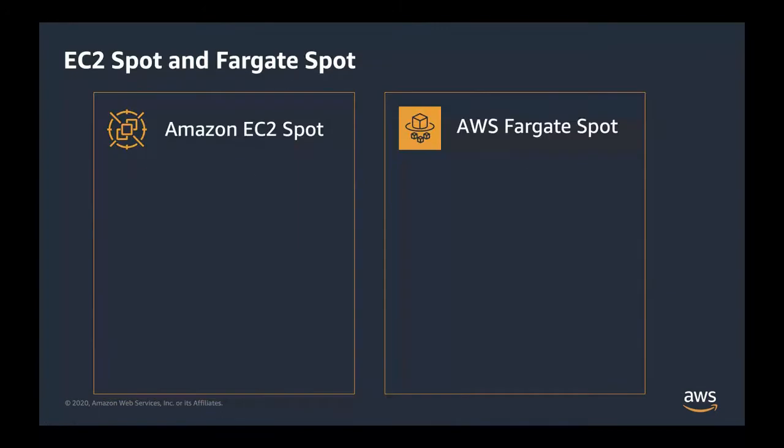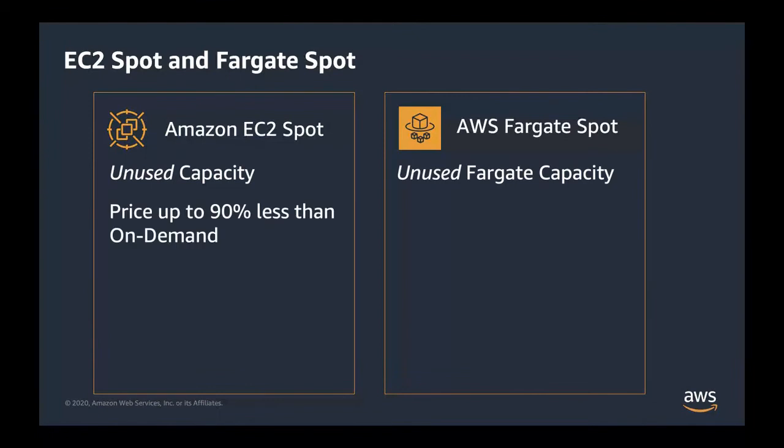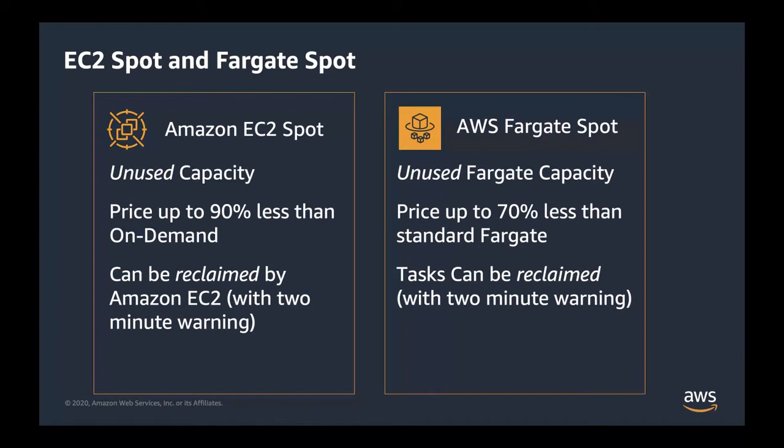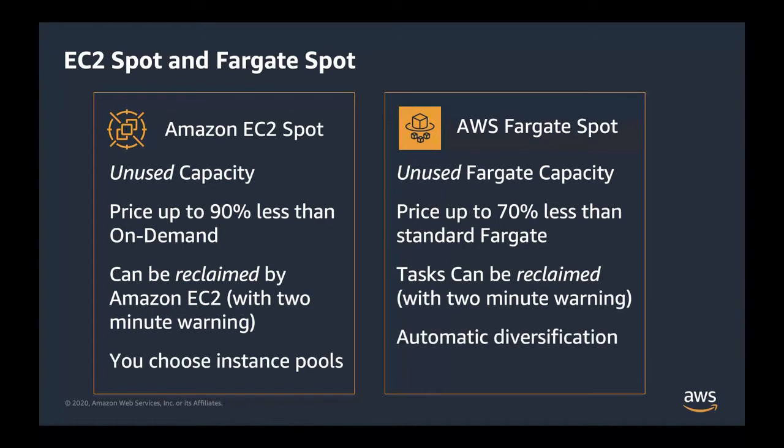Now with Fargate, we have something called Fargate Spot, which is again the unused capacity of Fargate, like EC2 Spot capacity, and you get 70% off the standard Fargate prices. The task can be reclaimed with a 2 minute warning. And in Fargate, you have the automatic diversification that you do in-house.